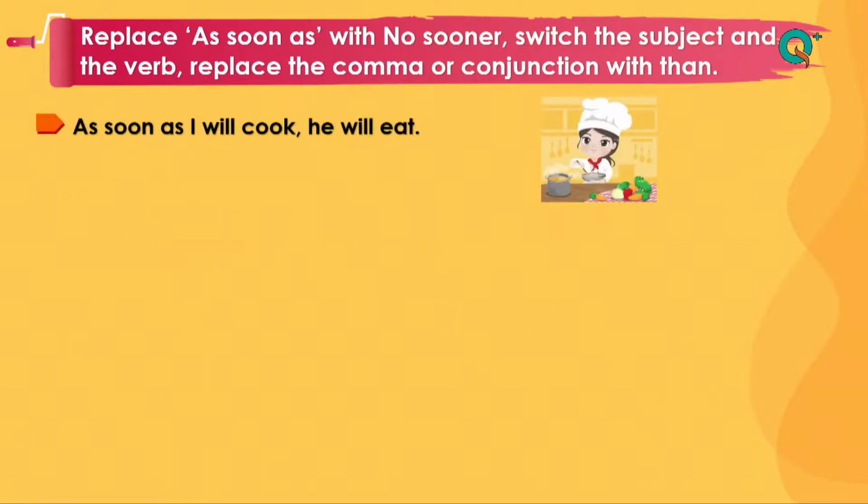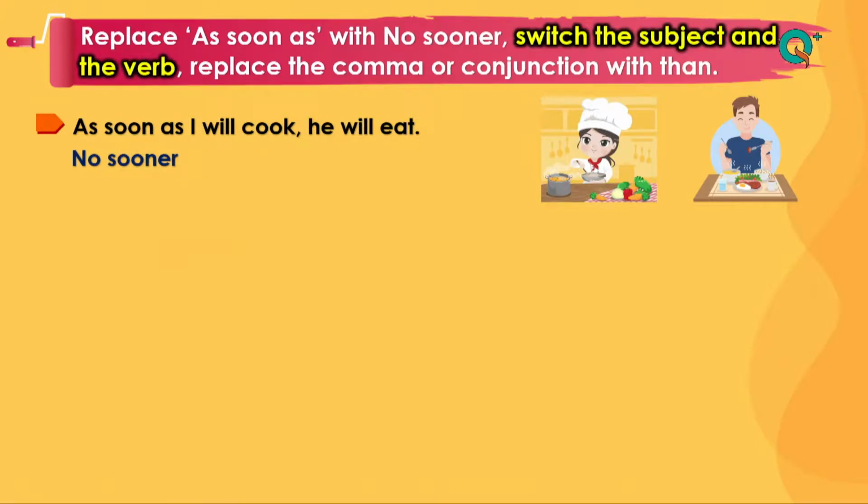As soon as I will cook, he will eat. So first thing we have to do is replace. As soon as will be replaced with no sooner. Second is switch the subject and the verb. The subject is I, the verb is will cook. Now here we will have to change the position of the subject and the verb. So it will become will I cook.